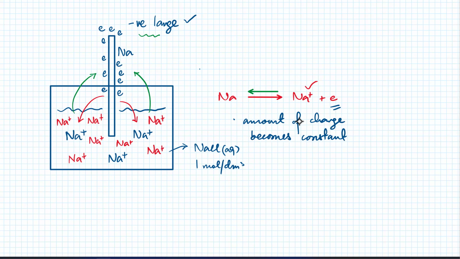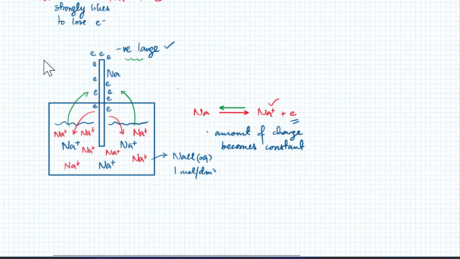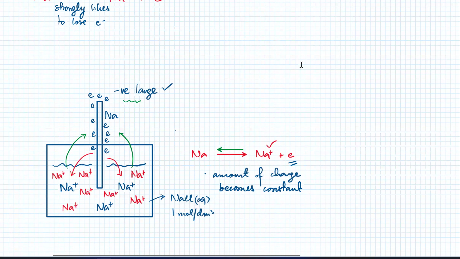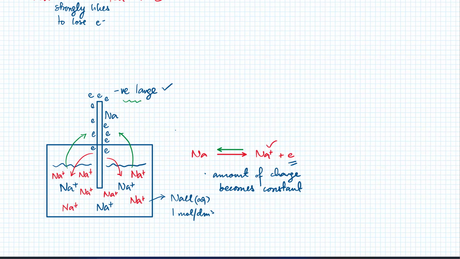When the rate of forward reaction and the rate of backward reaction become equal, that means the reaction is now at equilibrium. All you need to do now is just measure the voltage. That's it. That's the only thing you need to do. So all you need to do is take a voltmeter and connect it with this.